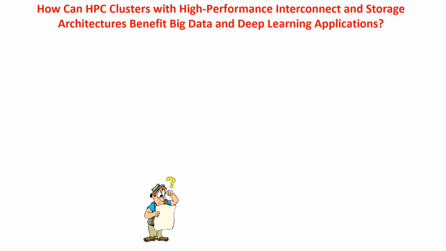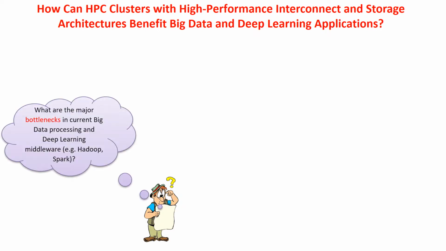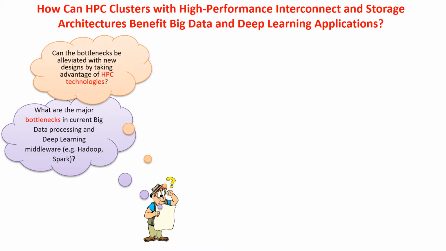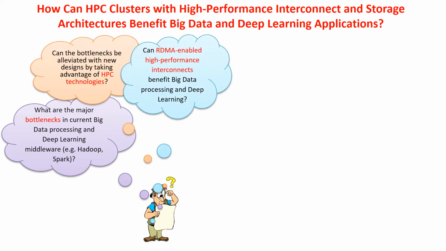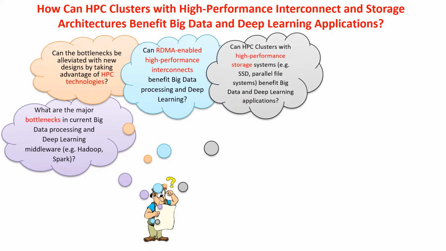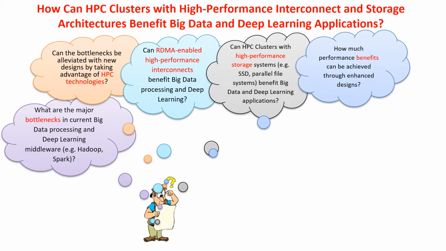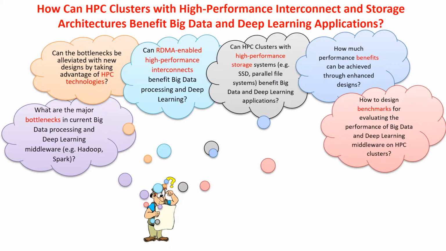In this context, people are asking a lot of questions. What are the major bottlenecks in current big data processing and deep learning middleware such as Hadoop and Spark? Can these bottlenecks be alleviated with new designs by taking advantage of HPC technologies? Can RDMA-enabled high performance interconnects benefit both big data processing and deep learning? Can HPC clusters with high performance storage systems like SSDs and parallel file systems also benefit these applications? How much performance benefit can be achieved through these enhanced designs, and how do we design benchmarks for evaluating the performance of big data and deep learning middleware on HPC clusters?